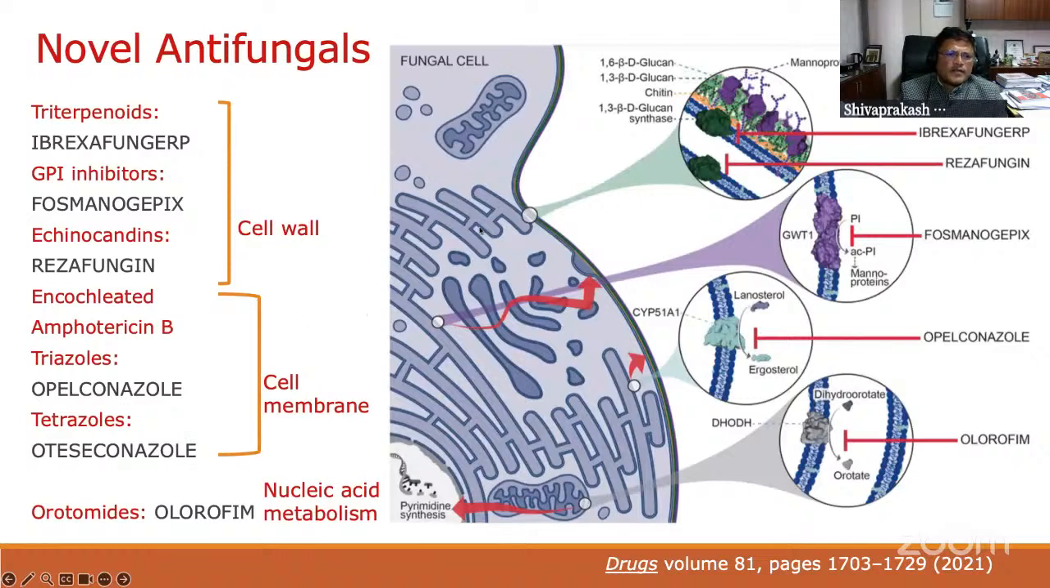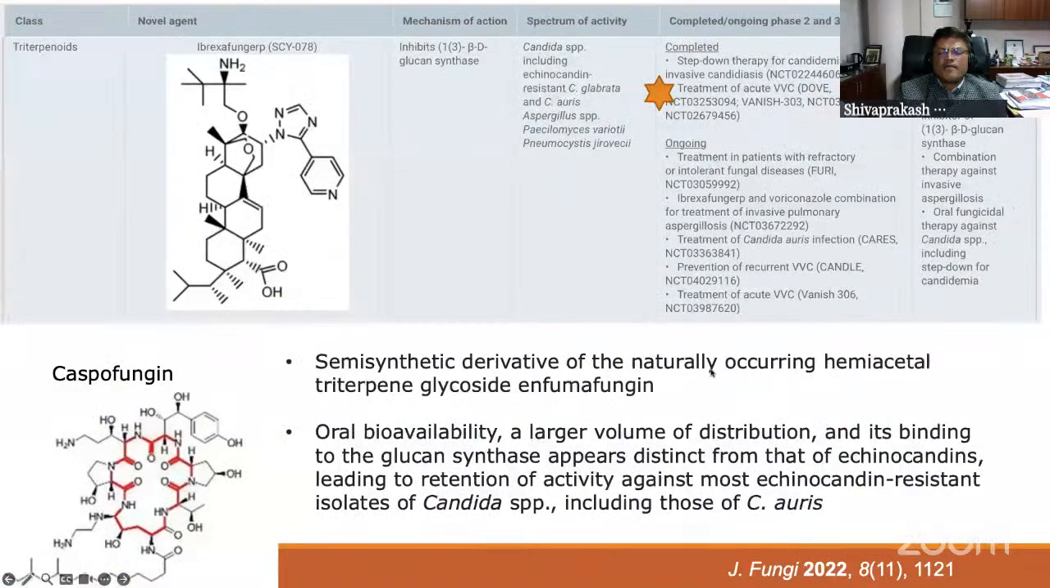You can see many novel antifungals are coming up: ibrexafungerp, fosmanogepix, opelconazole, olorofim. Some of them are already going on, for example, ibrexafungerp. This is the first orally bioavailable inhibitor of beta-1,3 glucan synthase, and it is FDA approved for the treatment of vulvovaginal candidiasis. It is just like caspofungin, but you can also give it orally, as bioavailability is very good. It is also very effective against Candida auris.